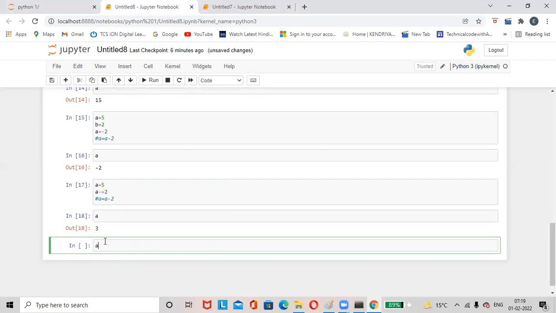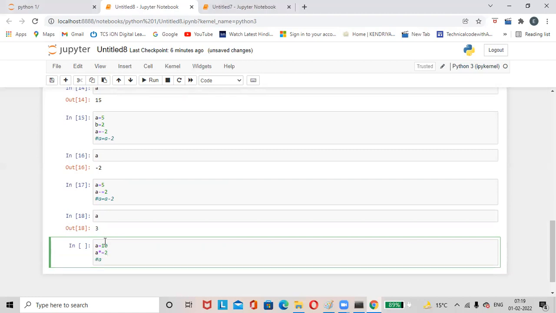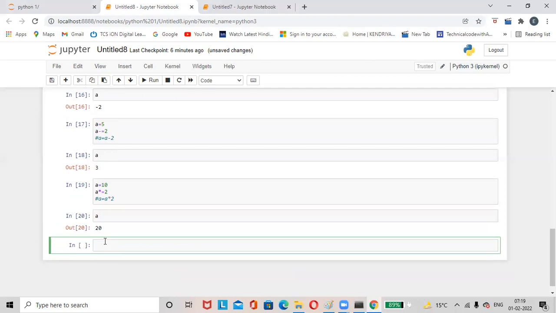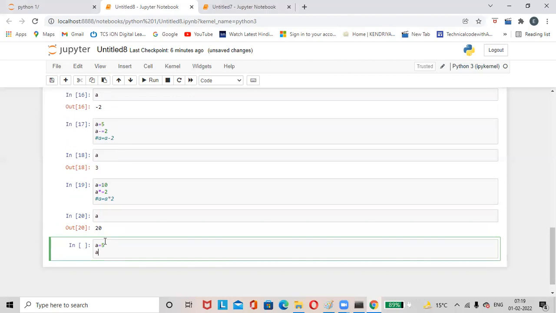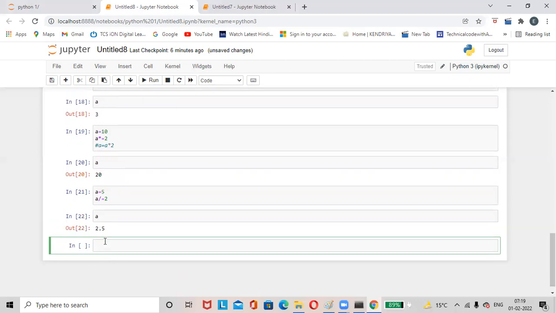The next: A equals 10, A into equals 2. What does it mean? A equals A into 2. 10 2s are 20. So the value of A is 20. Okay, A equals 5, A divided equals 2. So the value of A is 2.5. Okay, then we'll check with modulus.